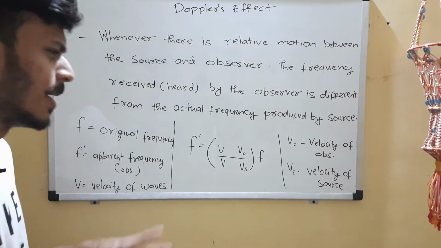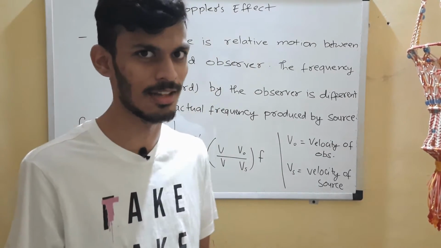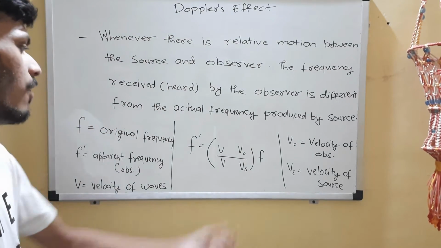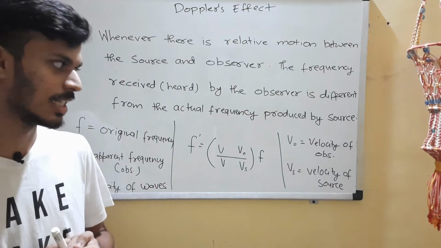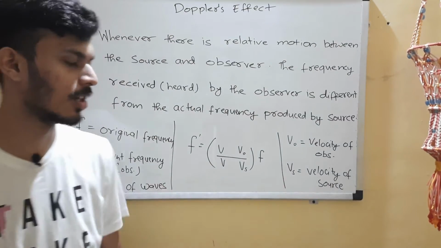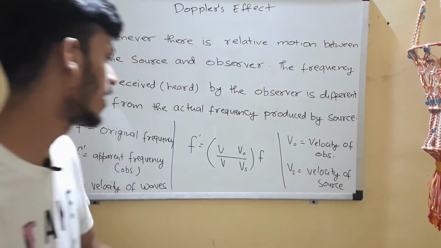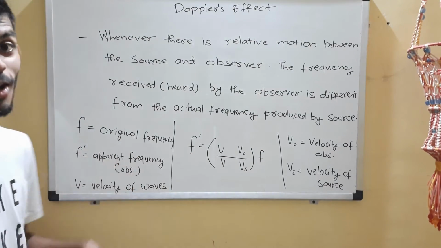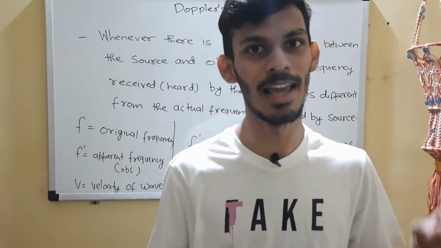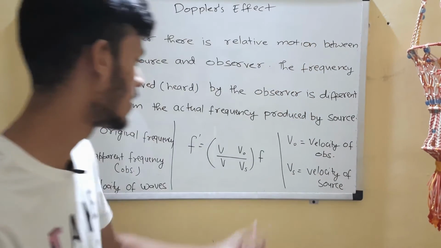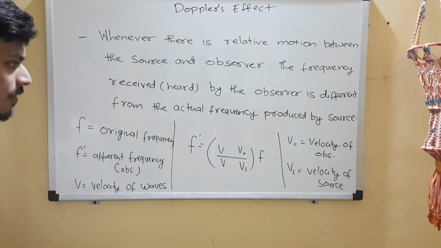Okay, maybe 330, 340, whatever is given in the question. VO is the velocity of the observer, the speed with which it is moving. VS is the velocity of the source. And finally we have F, which is the original frequency, the frequency that was produced by the source.